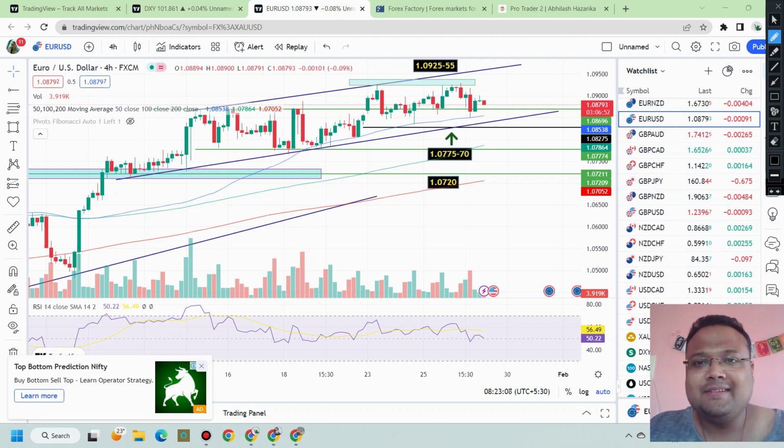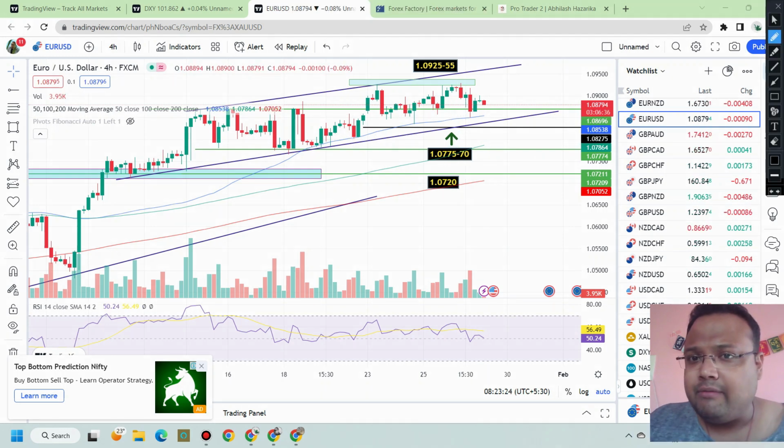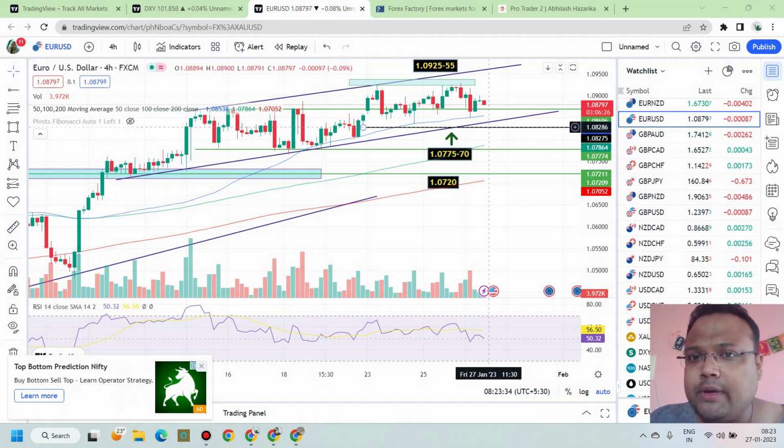So my dear friends, if the market comes down, then observe the market again near the 50 moving average, because the 50 moving average is playing the role of support very nicely. Today you have the 50 moving average, but this time you must be careful, because the market has already been testing the 50 moving average for quite some time.